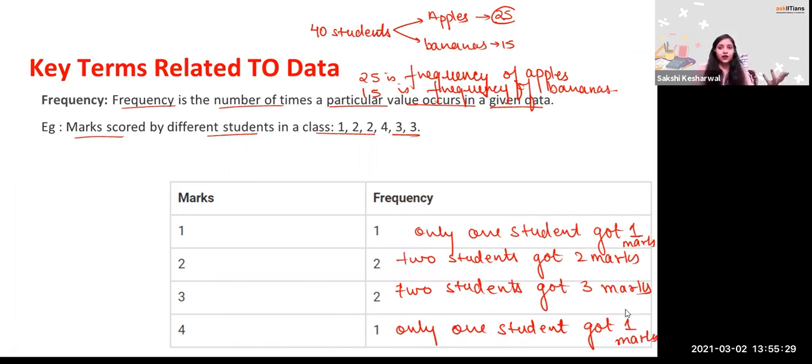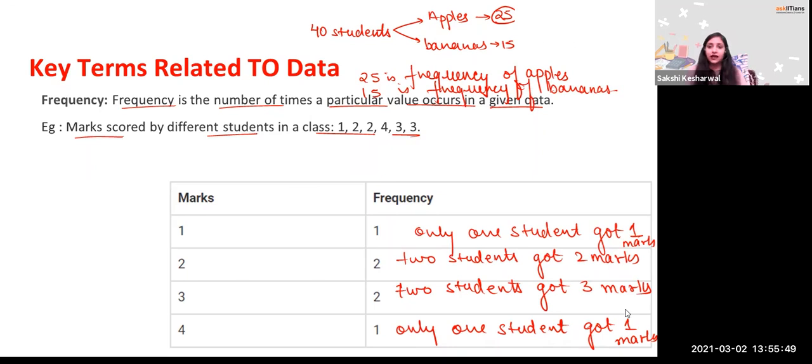Let us suppose I ask how many chocolates you have eaten. You say, let us suppose, I ate 5 chocolates. I ask, how many chocolates do you eat in a day? You say, ma'am, I eat 2 eclairs, 3 Park and 4 Cadbury, right? So what is the frequency of the eclairs? It's 2. What is the frequency of the Park? It's 3, right?